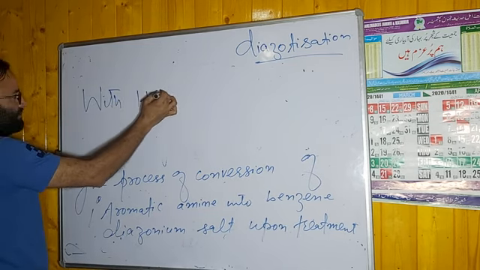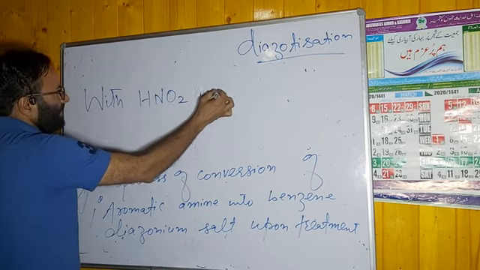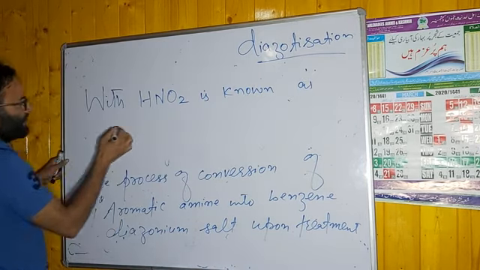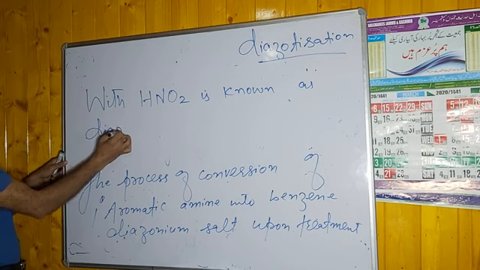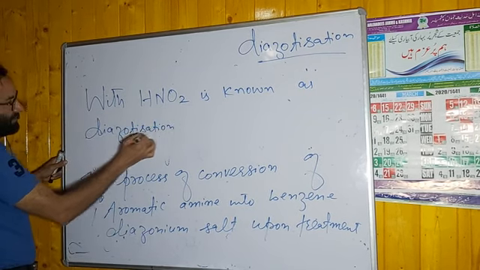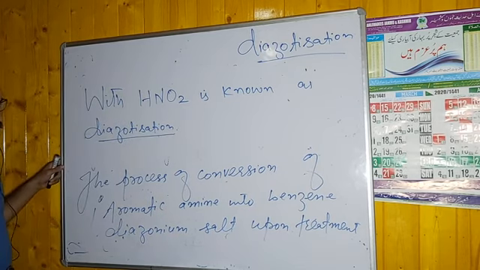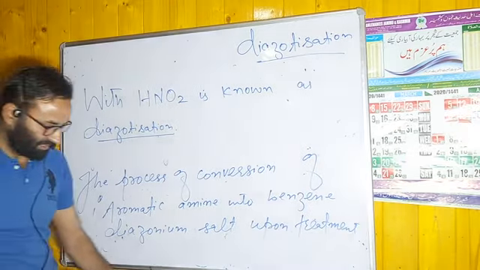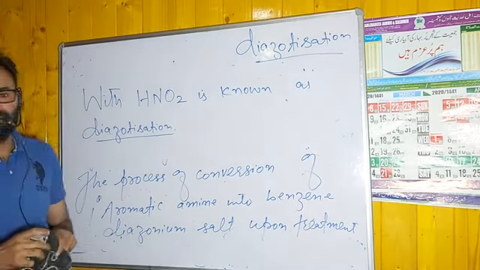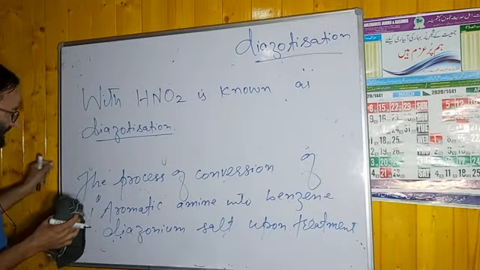Upon treatment with nitrous acid is known as diazotization. इसको हम क्या कहते हैं, डायएजोटाइजेशन, ये याद रखना, इज नोन एज डायएजोटाइजेशन. लेटर ऑन व्हेन वी डिस्कस द फोर्थ टॉपिक दैट इज बेंजीन डाइजोनियम सॉल्ट, वहां पे पहले आपको पढ़ना है मैकेनिज्म ऑफ डायएजोटाइजेशन, ये याद रखना.